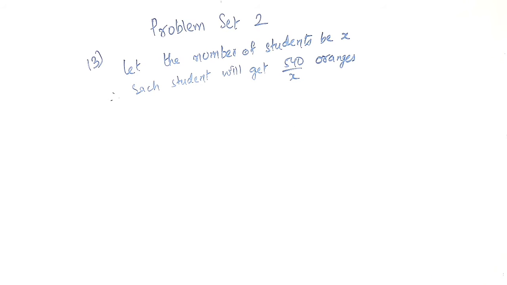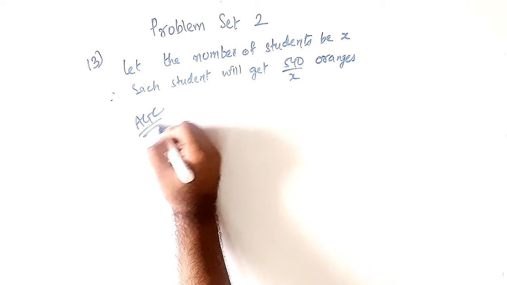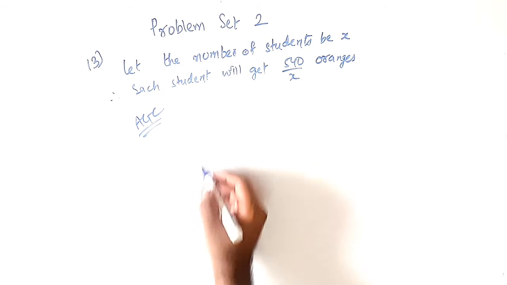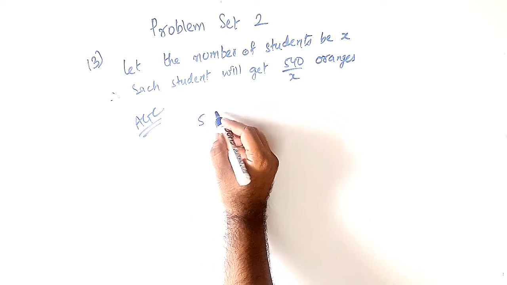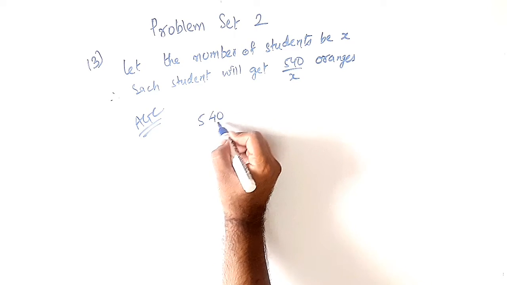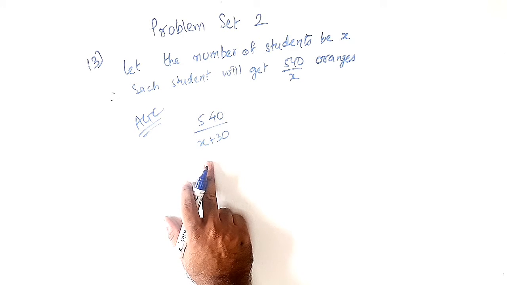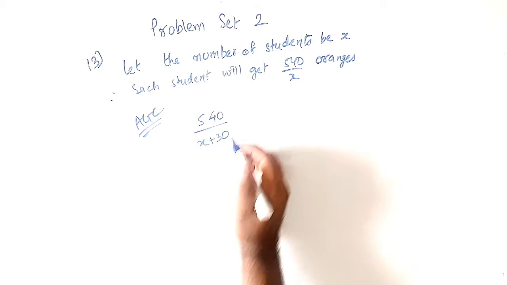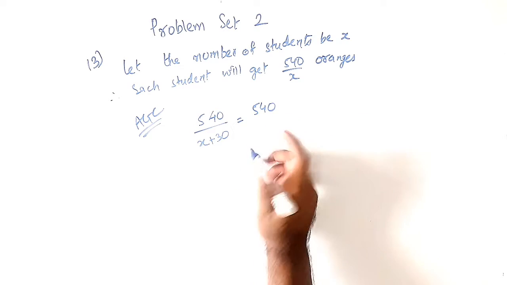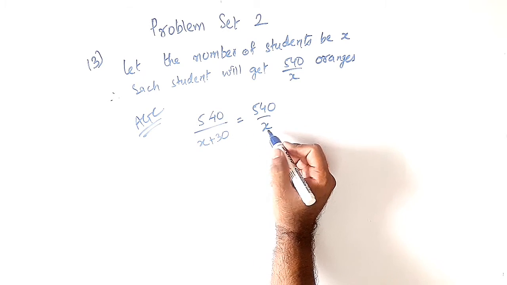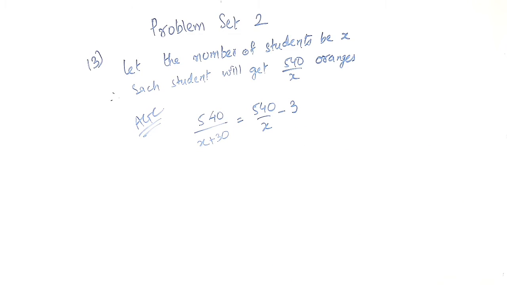Okay, now you know that the number of students increased by 30, so I'll simply write according to given condition. If the number of students increase by 30, 540 upon x plus 30. This will be the case if there are 30 students more. Then each student will have received 3 oranges less. So this was the number of oranges first. Now they will receive only this much.